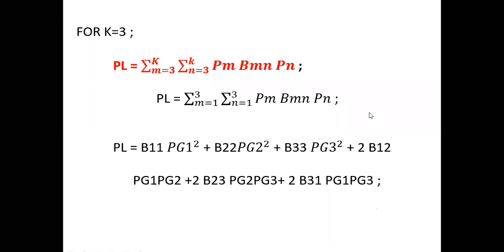For example, when we are taking 3 power plants, how can we represent our loss function? That is given by sigma m equals 1 to 3, sigma n equals 1 to 3 of Pm Bmn Pn. If we expand this equation, we have already seen in the last class how many coefficients we will get. When we take k equals 2, we get 4 coefficients. But when we take 3, how many loss coefficients will we get? 9 coefficients. But practically B12 equals B21, B23 equals B32, and B31 equals B13. So we can easily simplify that expression from 9 coefficients to 6 coefficients.